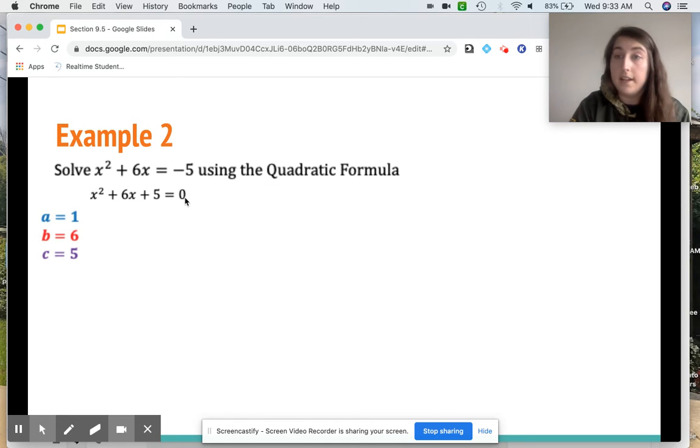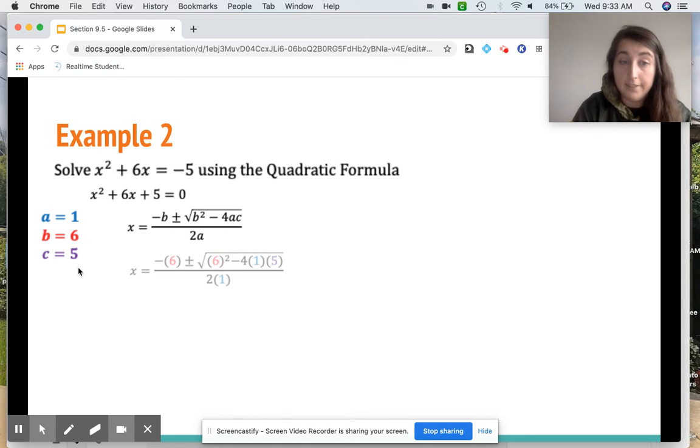So list out A, list out B, list out C. Again, it's a little helpful when you go to plug it in to list them all out so you actually know what A is, what B is, and what C is. Write the formula and start plugging everything in.